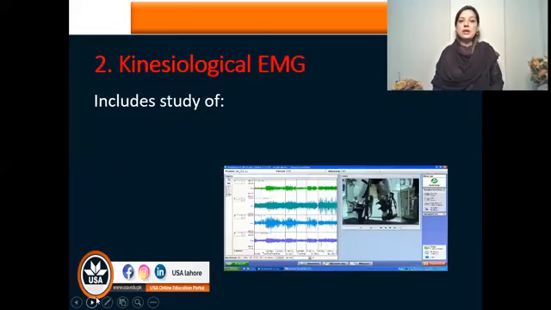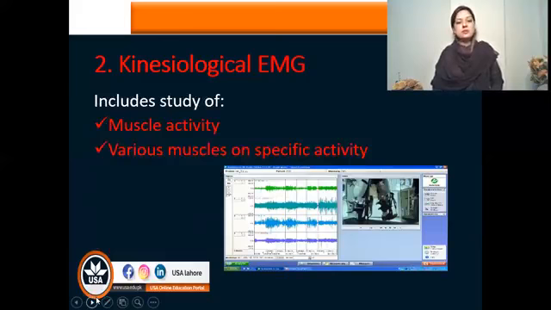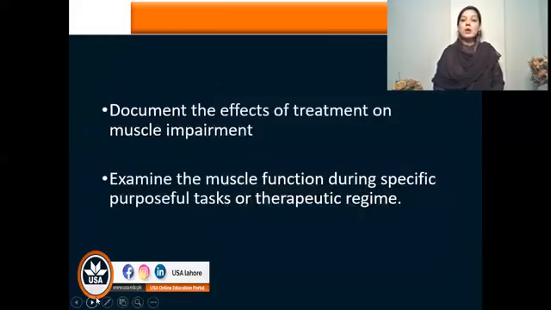The next one is kinesiological EMG. It includes the study of muscle activity, or of various muscles during a specific activity. We document the effects of treatment on muscle impairment and examine muscle function during specific purposeful tasks or therapeutic regimes. We want to get the information and compare it for study purposes or for relevance to rehabilitation, so we do kinesiological EMG to document their effect or their impairments and compare it.